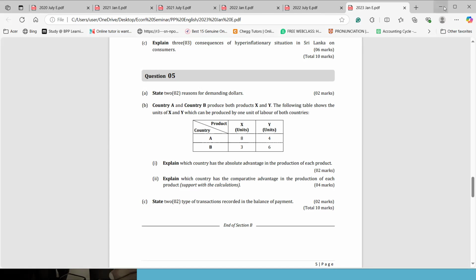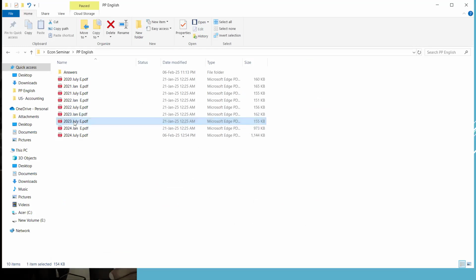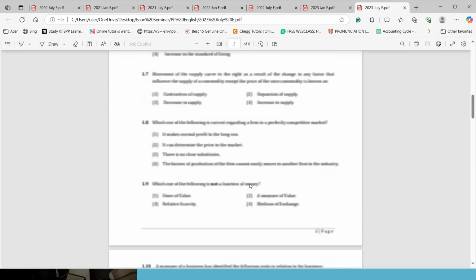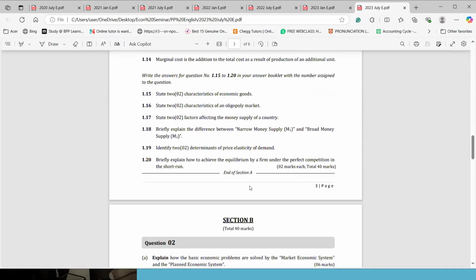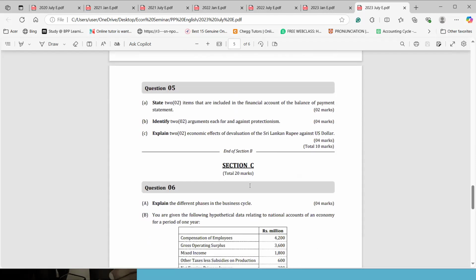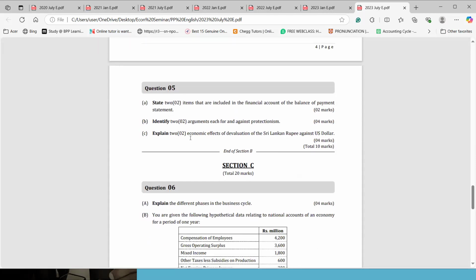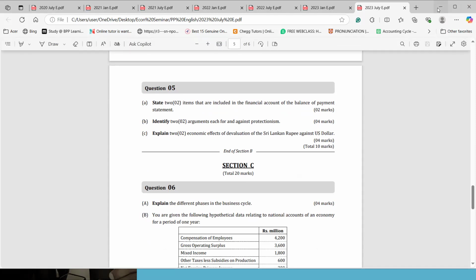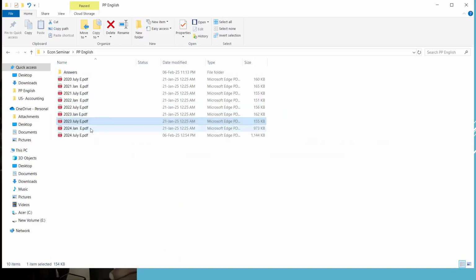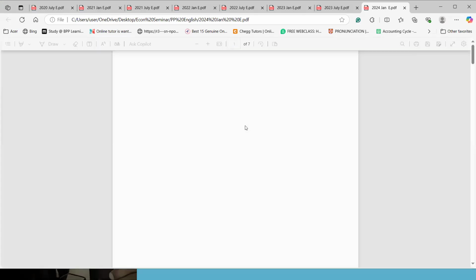Right, quickly look at 23 July question. Question number 5, most probably. Balance of payment, argument against the protectionism. Again, you have the same question. Explain two economic effects of devaluation of Sri Lankan rupees against US dollar. Now see, learn this part, learn this concept. 24 January.